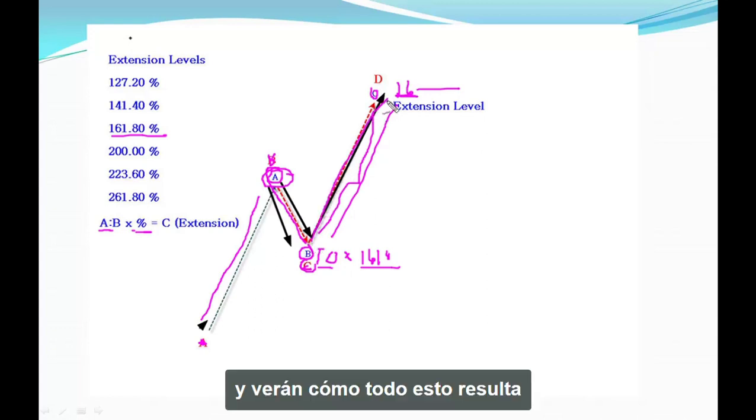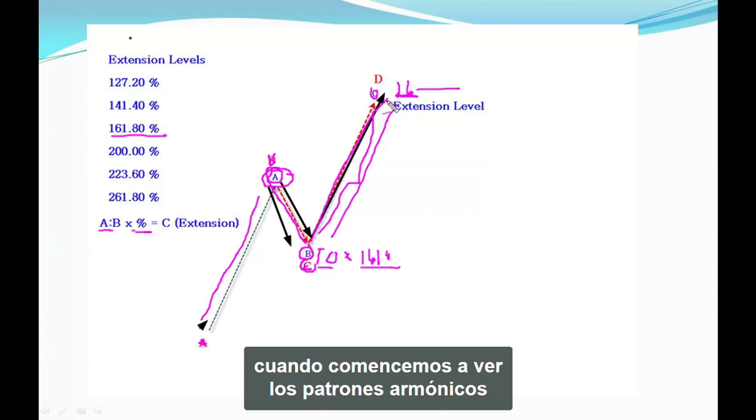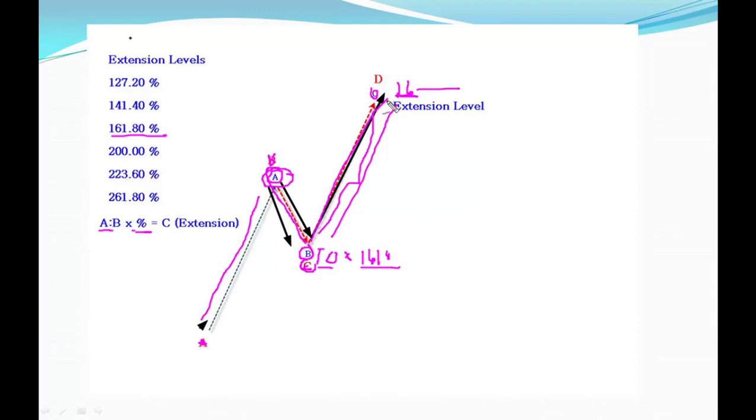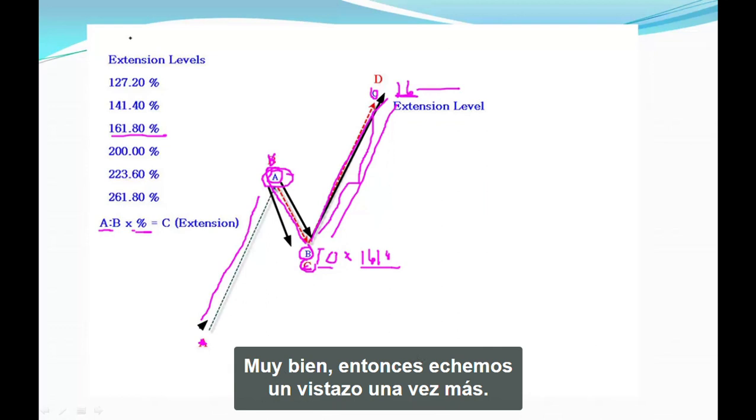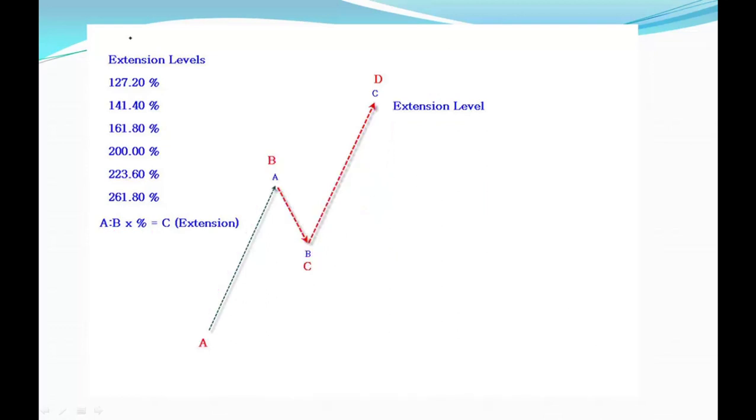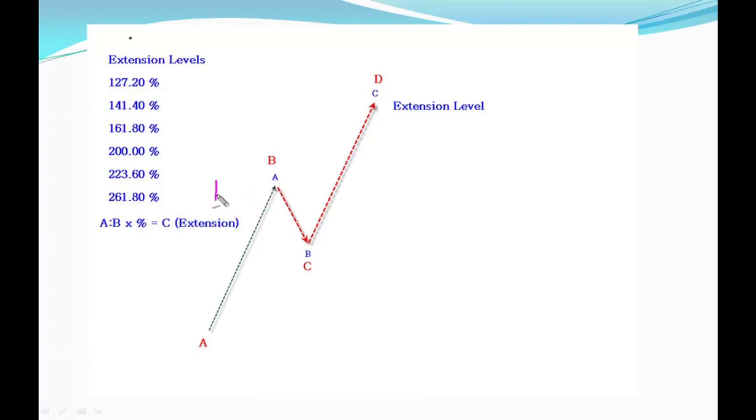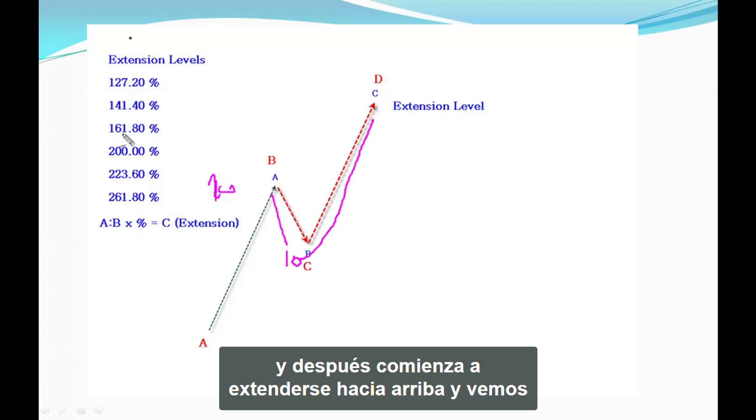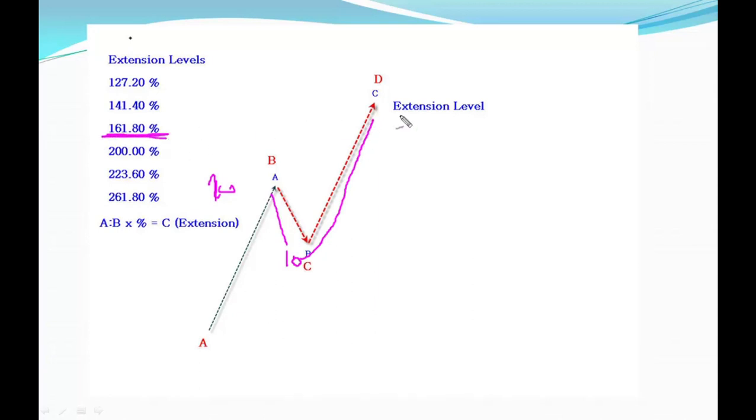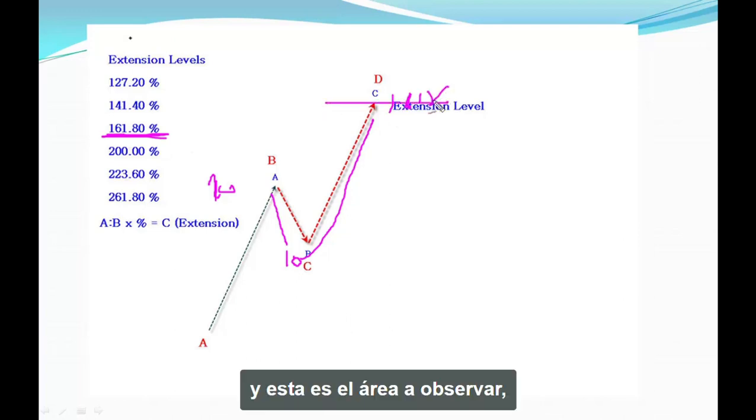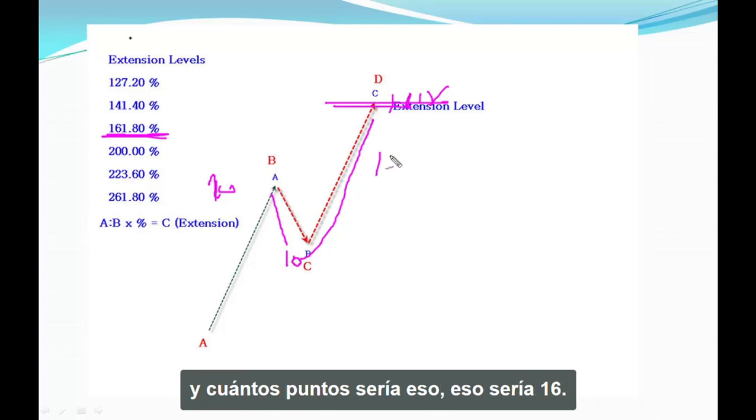And you'll see how all this plays out when we start looking at the harmonic patterns, how it all comes together. All right, so let's take a look one more time. The market runs up 20 points, comes down 10, and then starts extending up, and we look and we say, okay, it's a 1.618 extension, and this is the area to watch. How many points would that be? That would be 16. All right, so that's an extension.